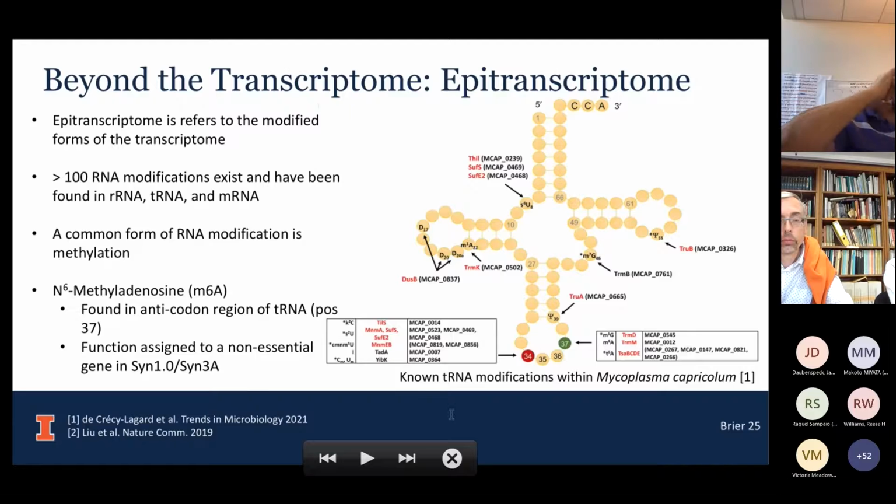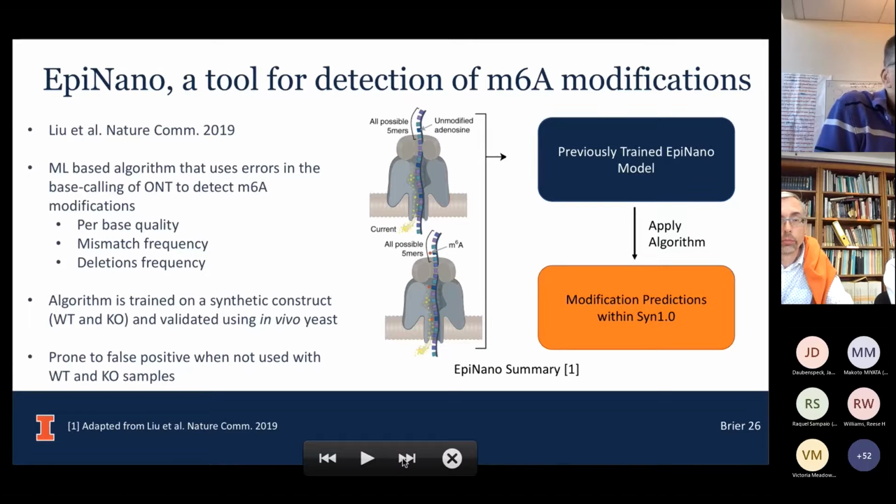And so what I'm going to do now is explain how we do that, which is using EpiNano. This was published by the Novoa group, I think is how you say it. It's a machine learning algorithm that takes in the base calling errors from Guppy. Recall that I said it can only do canonical bases. If a base has been modified, it's not going to detect that. But what you can do is look at the per base quality, the mismatch frequency, and the deletion frequency of the reads as they go through the nanopore, and construct a model that is able to classify if a base has been modified or not.